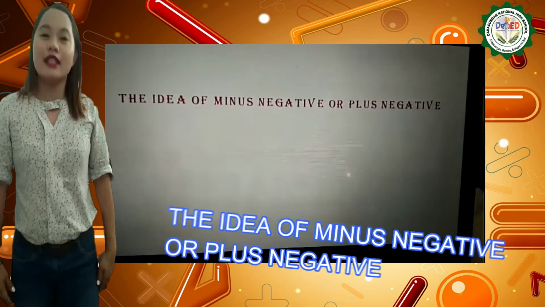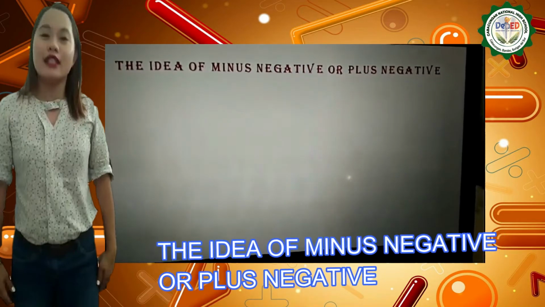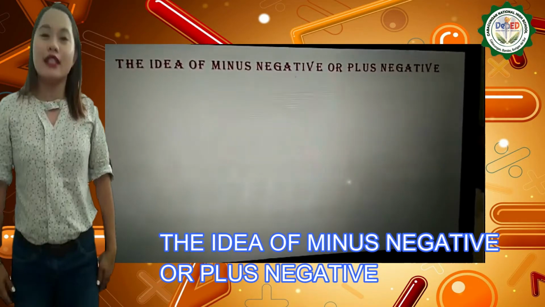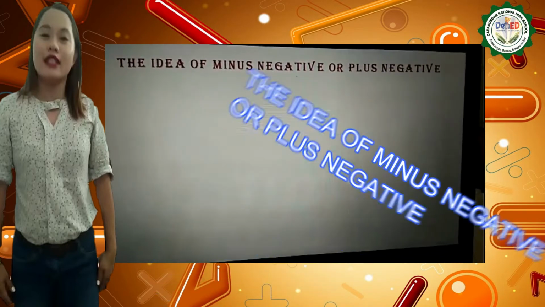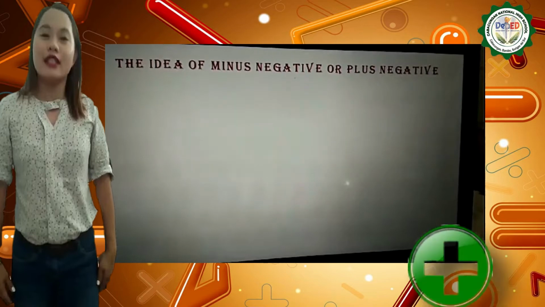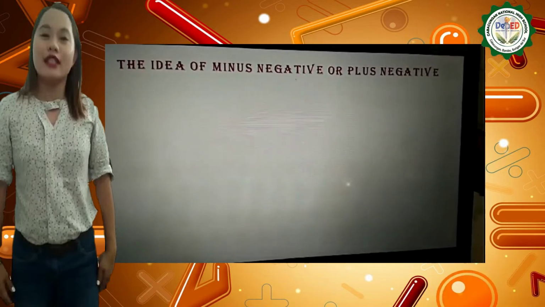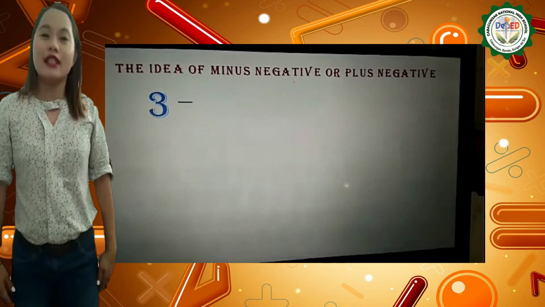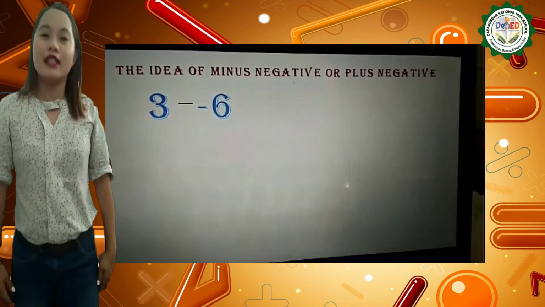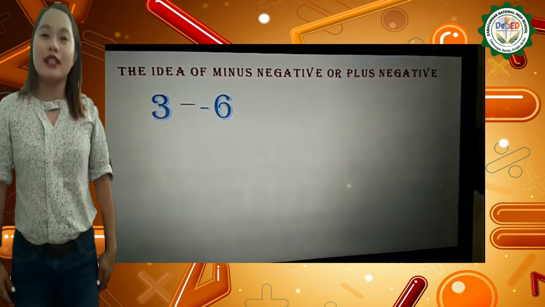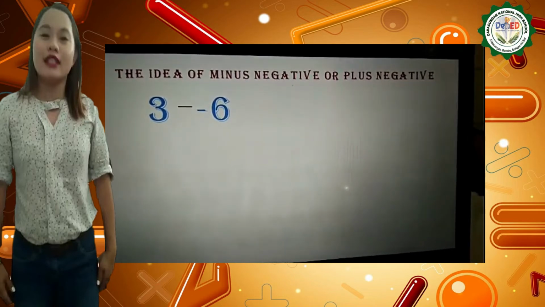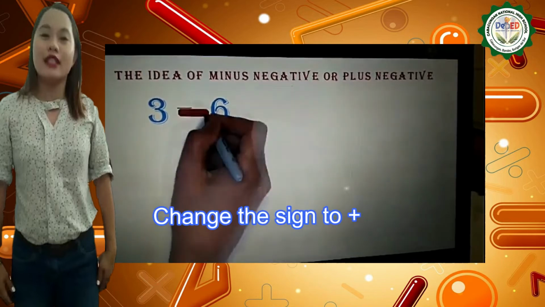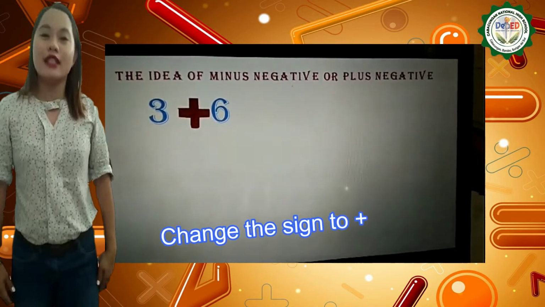Minus negative or plus negative. There are times that you see two signs in the middle that can be changed into a single operation. I encourage you to do this first before you start to add or subtract. For example, if you are asked to find 3 minus negative 6, what you should know is that minus negative is addition. You just change the sign to plus and solve. This will simply be 9.